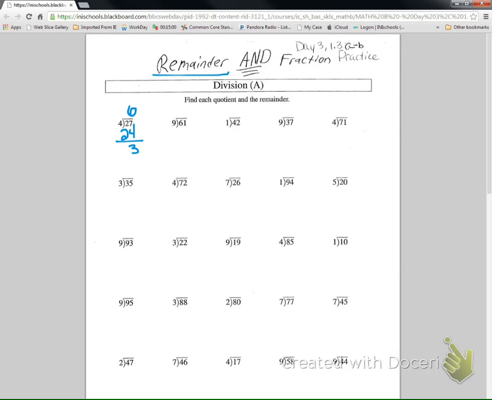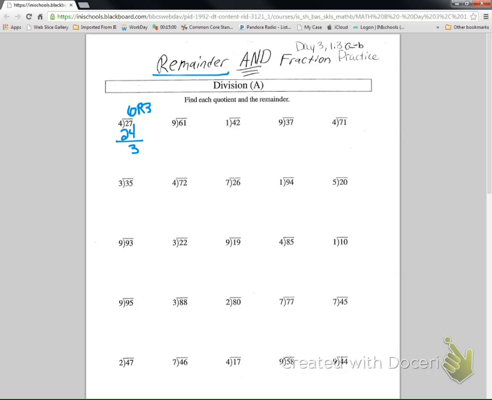Now 3 is called your remainder. There's different ways to write your remainder. In remainder form, you will simply write remainder 3. That's what we did in late elementary school when you're first learning division. So let's go ahead and practice that with the whole first row.